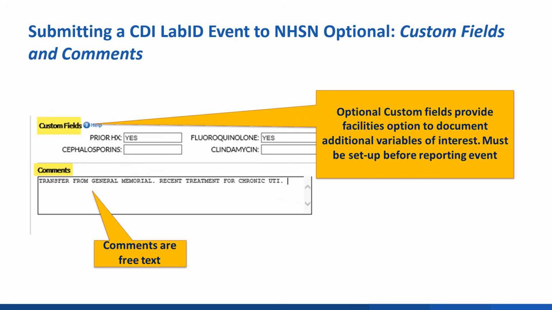The last 2 fields are optional and may be used for local or group use to customize or expand data collected by the LTCF. In the custom field section, up to 50 fields may be entered with date, numeric or alphanumeric information. The comments section is a place for users to add additional information about a particular event. Unlike the custom fields, which must be set up prior to use, comments can be added at the time the event data is being entered and is free text. Keep in mind that NHSN does not use the data entered in custom fields or comments for any analytic functions.